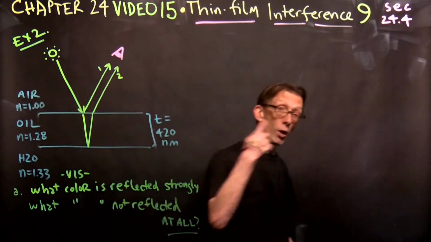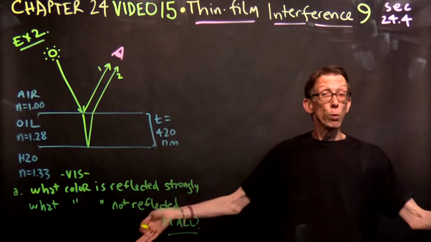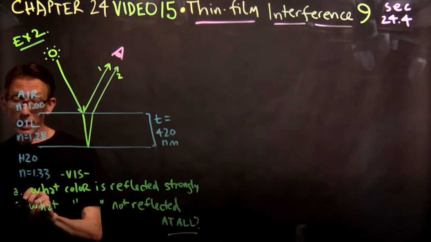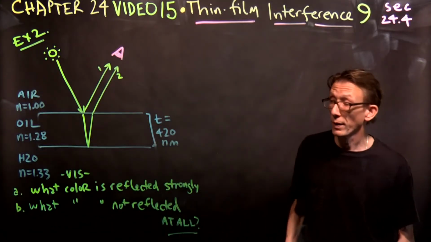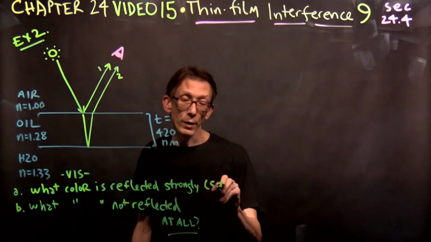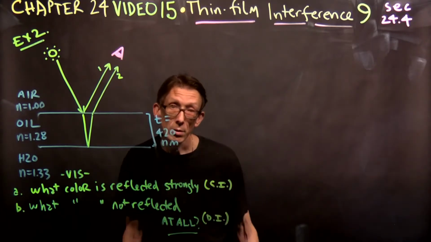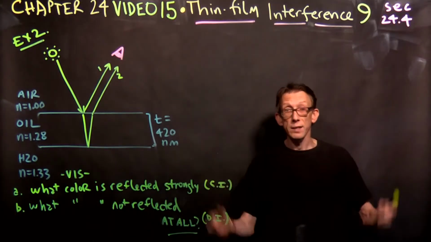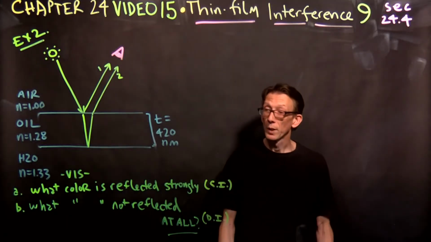What color is reflected strongly? That's the color that it looks like. So if you look at a part of the oil and it looks blue, that blue is reflecting strongly. What is not reflected at all? That is, what color just completely destructively interferes. So the first question has to do with constructive interference. The second question is a question about destructive interference. With destructive interference, there's no reflection at all, because the light in that wavelength is completely canceled out. It interferes with itself completely.